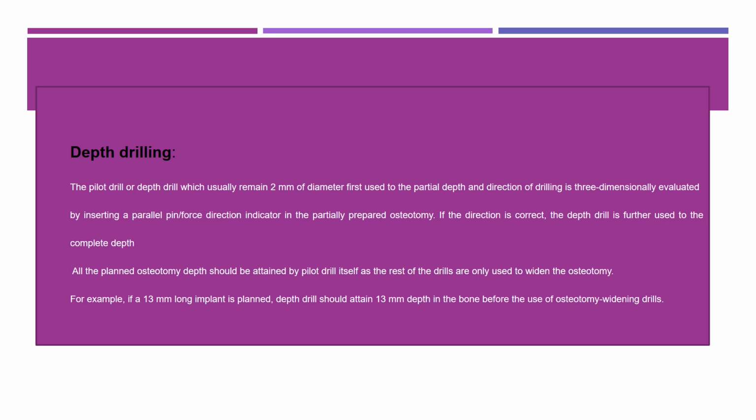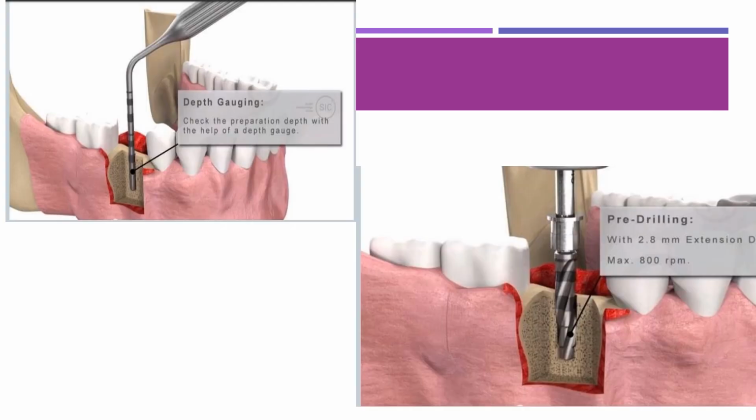Okay, so after reaching the desired depth, a depth gauge will be used to evaluate the preparation depth, with respect to bone increments or anything trapped inside. So to check the osteotomy site, we will be using the depth gauge. After this we move on to the osteotomy widening. That is, after pilot drilling to the planned depth, the osteotomy widening drills will be used. They are sequentially arranged to get the same depth.